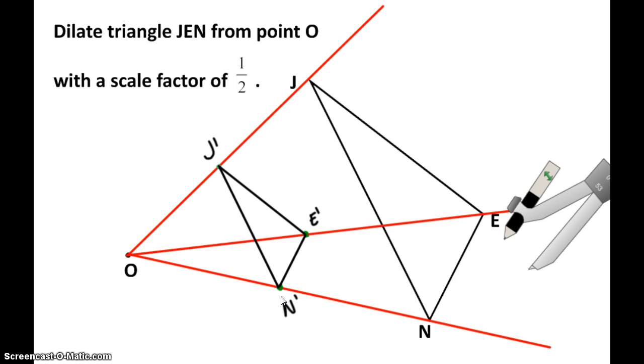J prime, E prime, N prime is dilated with a scale factor of 1/2, and these side lengths are all going to be parallel to each other. However, J prime, E prime, N prime is going to be 1/2 the size. So if I were to tell you that side JE was 16, you should know that J prime, E prime is going to be 8.